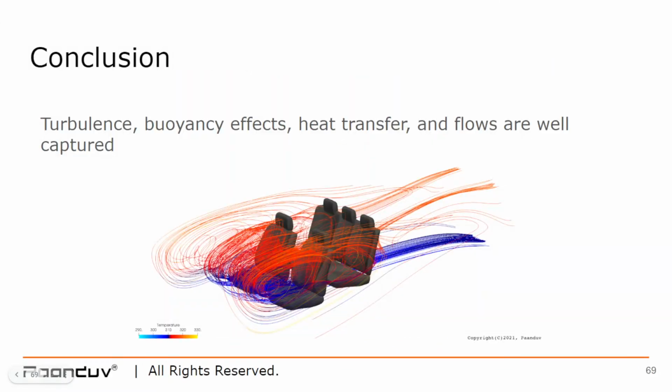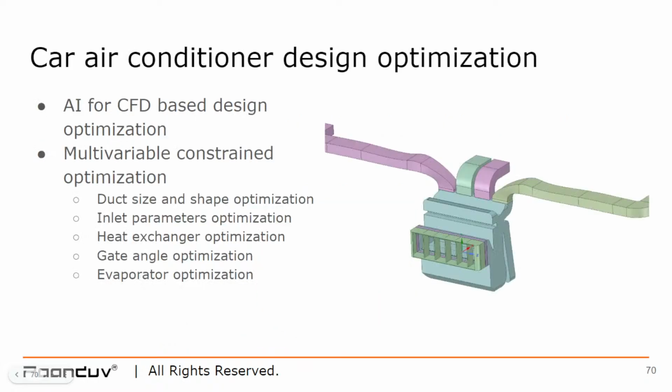Now moving on to a more realistic case. So this is the conclusion from the previous case study. You can see the streamlines and the temperatures. You can see the streamlines on the top are hotter than the streamlines on the bottom. But we have successfully captured turbulence, buoyancy effects, heat transfer, and flow dynamics.